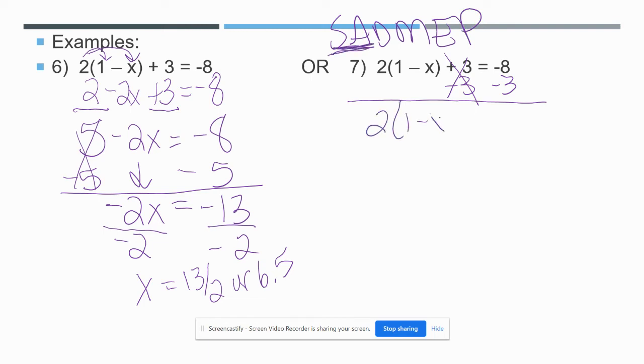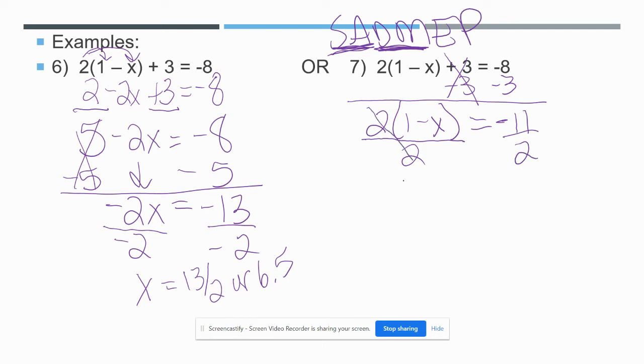I'm bringing down the 2 times 1 minus x here. The 3 minus 3 is 0. And then negative 8 minus 3 more is negative 11. Now I'm going to talk about the multiplication and division. Right now I have multiplying by 2 over here. So I'm going to divide by 2 on both sides.